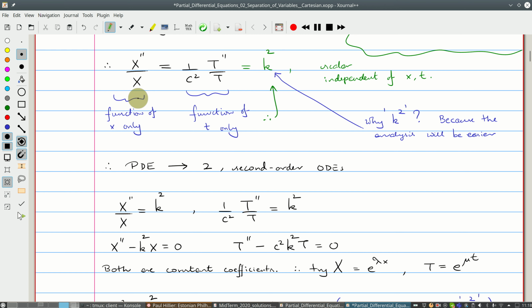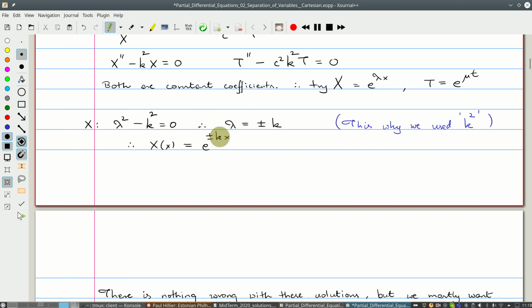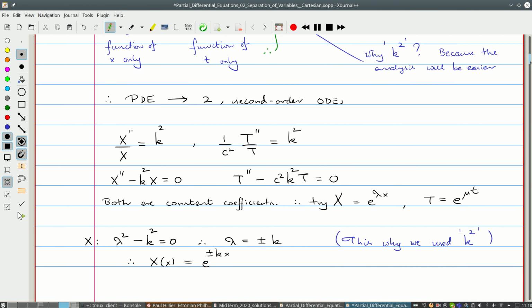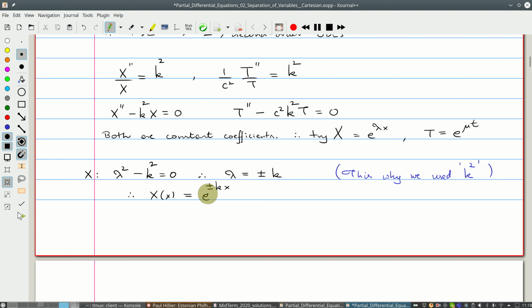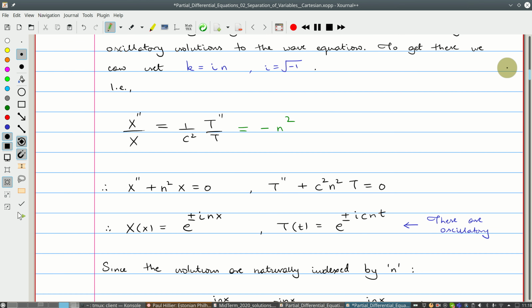Now, if you're after real solutions, then it's quite likely that this thing is a real number, but which sign does it have? We don't know. So we could have chosen minus k squared over here, in which case, instead of real exponentials, we would get complex exponentials. We could have chosen this to be 0, in which case X and T would not be exponentials of little x and little t. Instead, they would be linear functions of little x and little t. I ask you to show it for yourself.